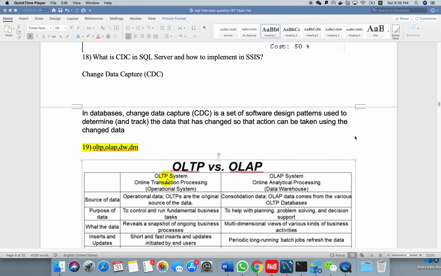Sometimes when we want to move the OLTP data to the data warehouse, during this process we need to extract, transform, and load the data. So this process has the function of change data capture. We capture the data change and do some actions.